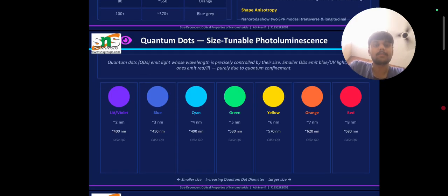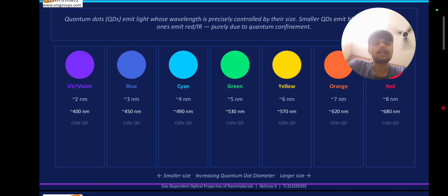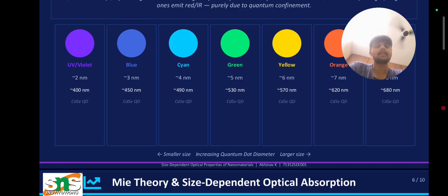First, UV or violet, that is similar to 2 nanometer, 400 nanometer. Next, blue, that is 3 nanometer, 450 nanometer. Cyan, that is 4 nanometer size, 490 wavelength. Next, green, 5 nanometer size and 530 wavelength. Next, yellow. Yellow is 6 nanometer size, 570 nanometer wavelength. Next, orange, 7 nanometer size and 620 nanometer. Next, red. Red is 8 nanometer and 680 nanometer wavelength. We can see here the increasing order of size and wavelength.